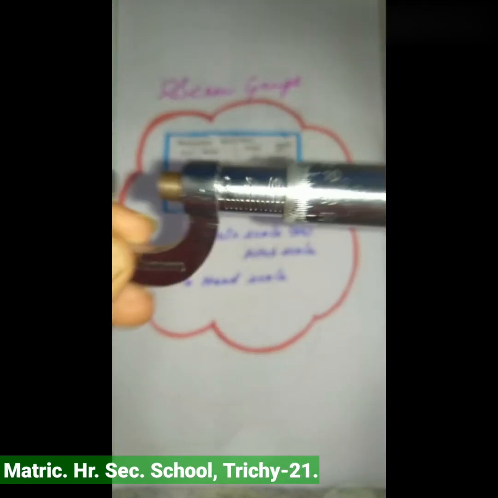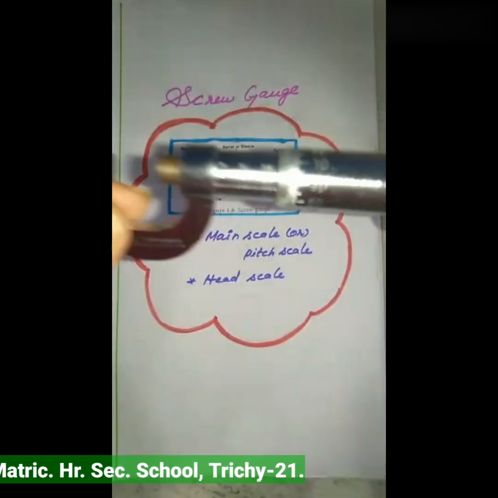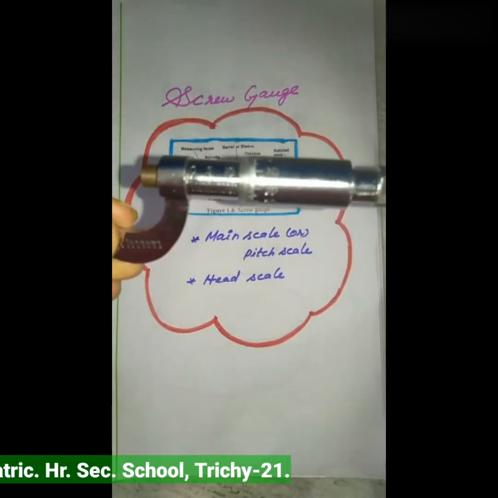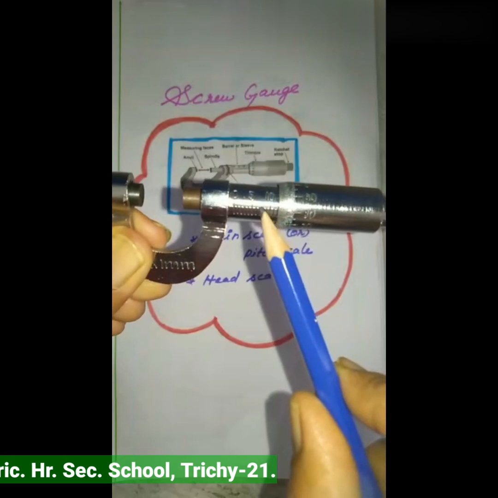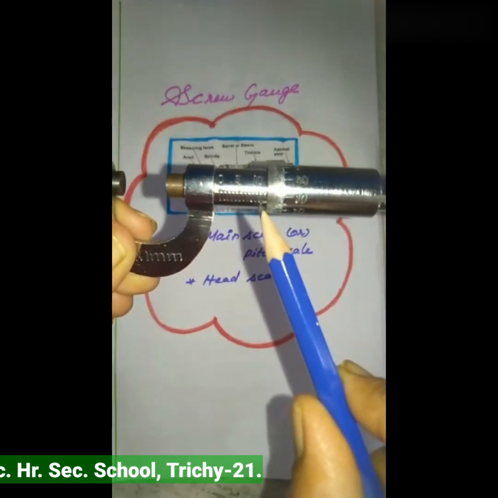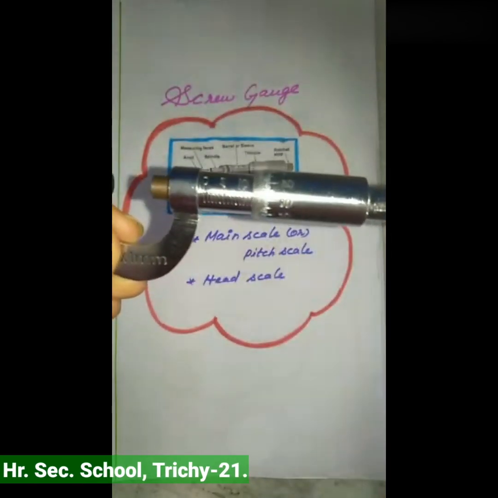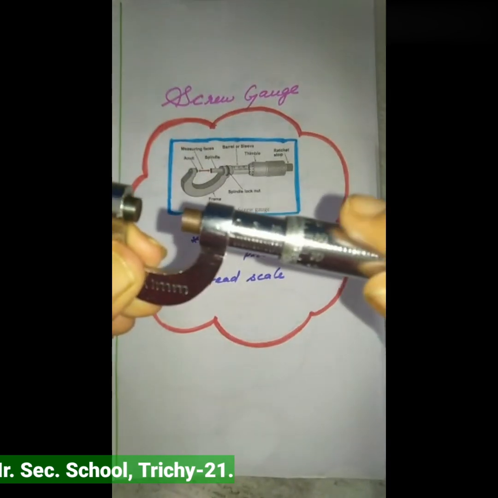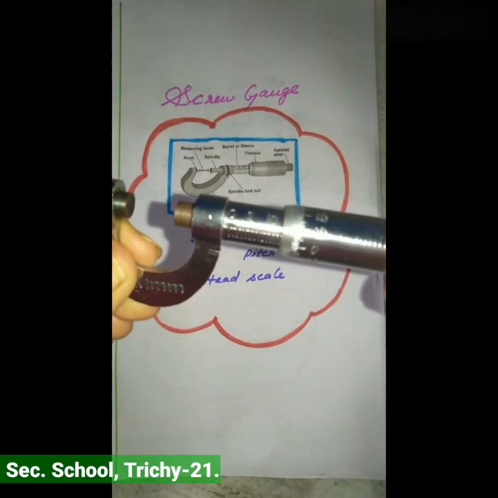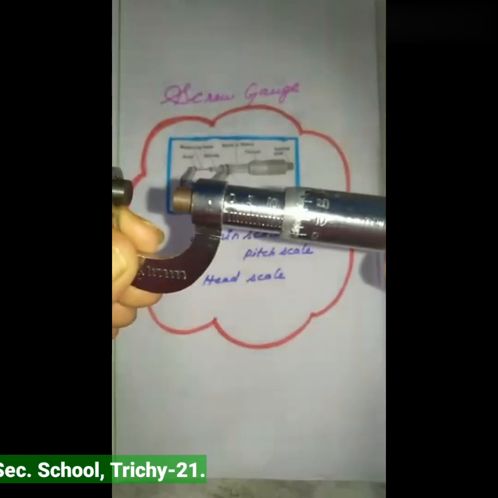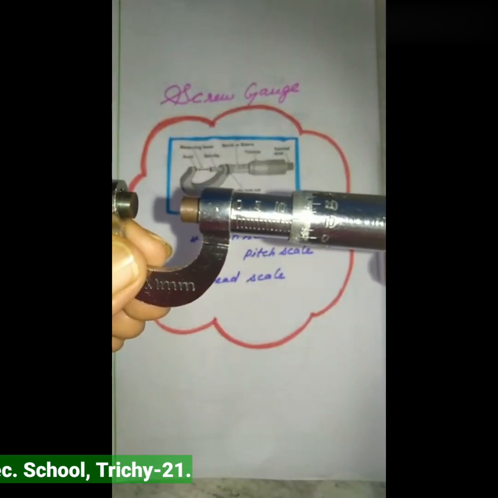So, in this screw gauge, they have two scales. One is the main scale, with a millimeter value, and the other one is the head scale. It has 100 equal parts.